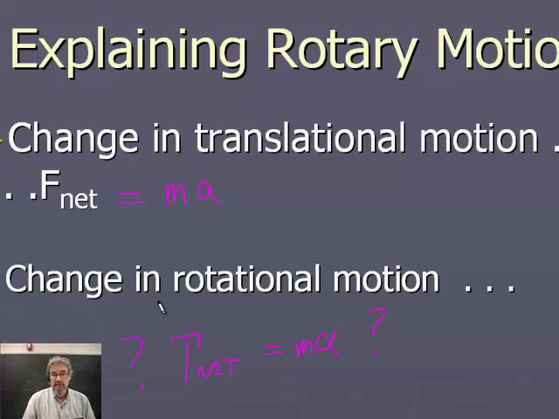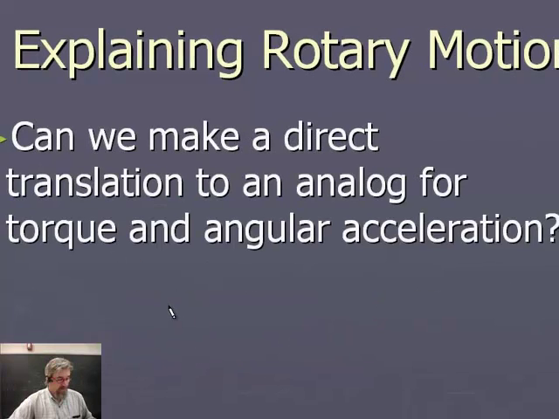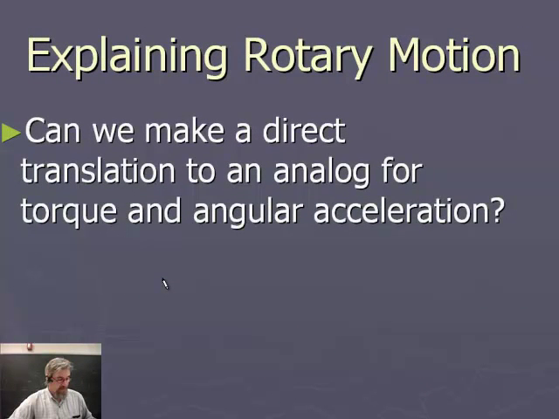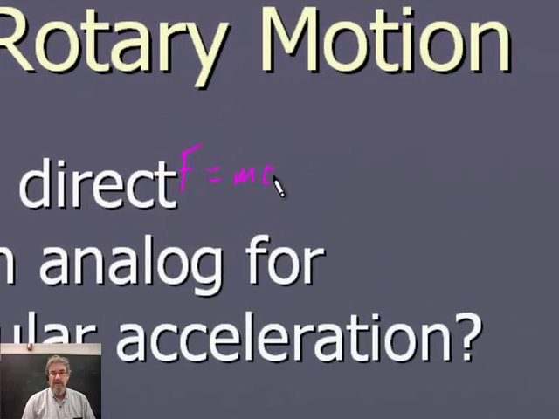Because force and torque would be translation rotation equivalents. So here's a question. Can we make this direct translation to an analog for torque and angular acceleration? So is it true, in other words, that F equals ma is an analog to torque is m times alpha? To explain this, let's think about something that will require a little more space. So let's switch formats.